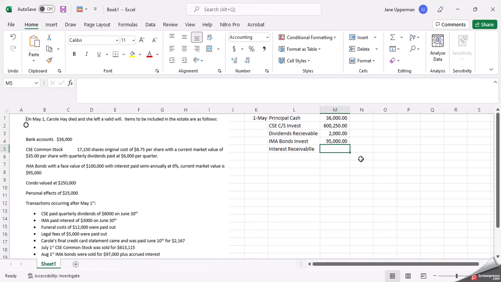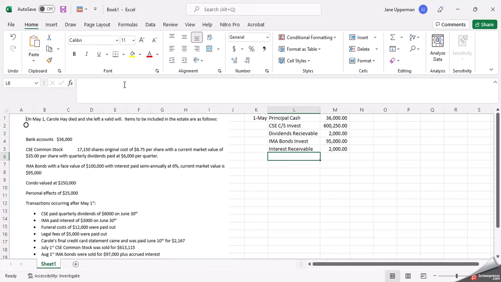If it pays semi-annually and she died on May 1st, there would have been 4 months worth of interest. So if we calculate that, the $100,000 par value times the 6% times 4 months divided by 12, that's $2,000 worth of interest we would know about at the date of death. And we'd set that up as a receivable.